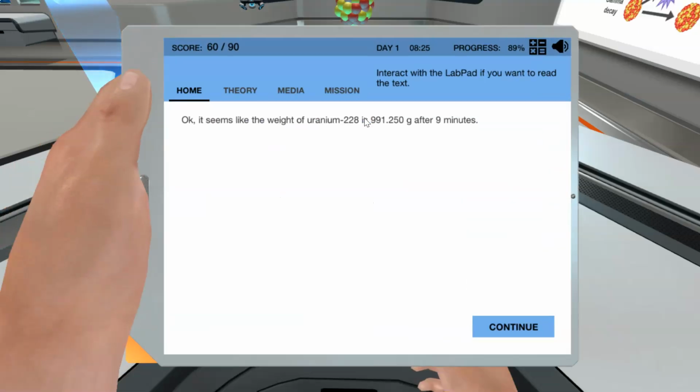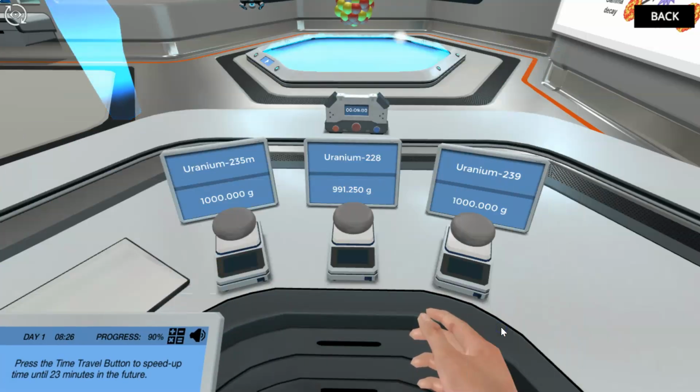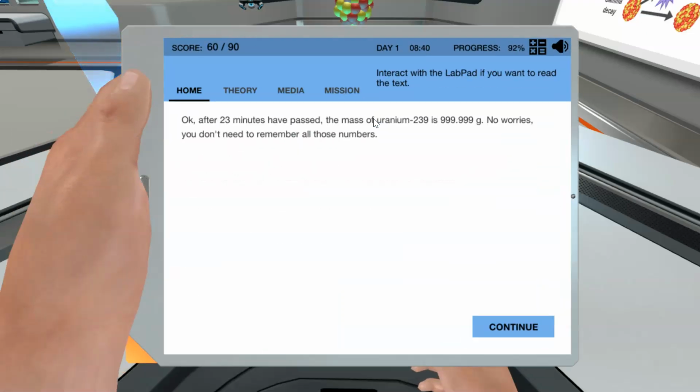Okay, it seems like the weight of uranium-228 is 991.250 grams after 9 minutes. Press the time travel button to speed up time until 23 minutes in the future. Okay, after 23 minutes have passed, the mass of uranium-239 is 999.999 grams. No worries, you don't need to remember all those numbers.